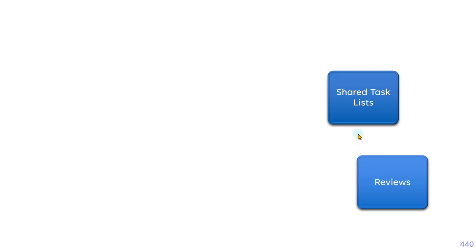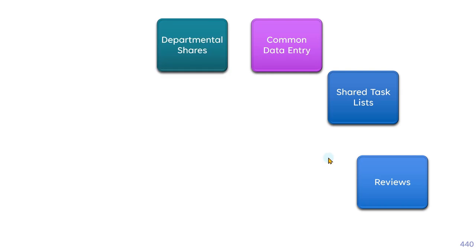How does it happen on Teams? What are the use cases? Reviews, very, very common. Everyone is a part of review. Shared task list doesn't just remain a shared task list. There will be meetings around it. There will be discussions around it. Any common data entry. Please don't do common data entry on Excel. Please do it using lists. I will show this to you immediately after this.